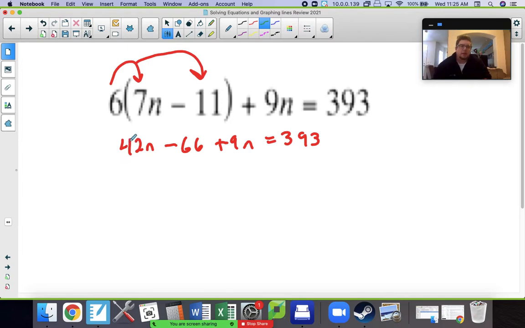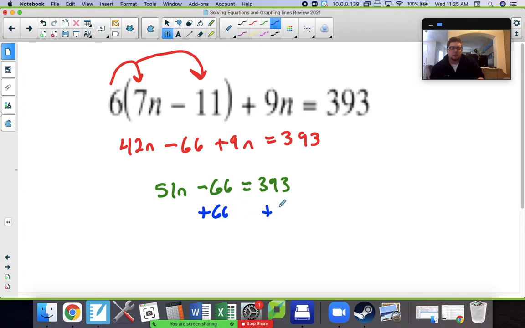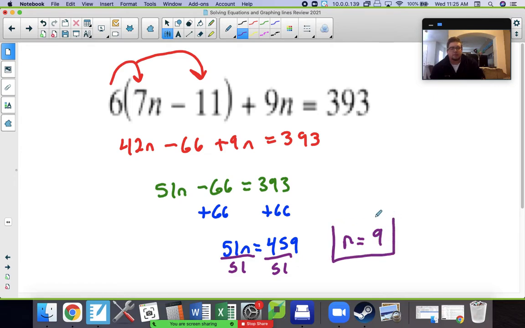I'm going to combine my like terms. 42 plus 9 gives us 51n, minus 66. I add 66 to both sides. Divide by 51. And n is 9.